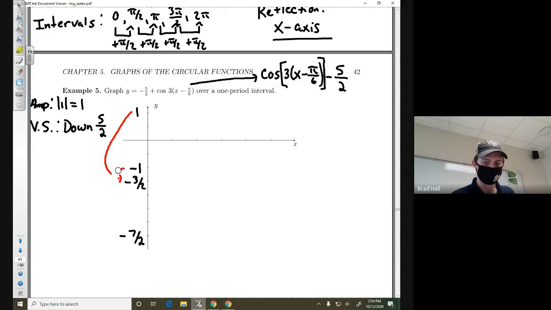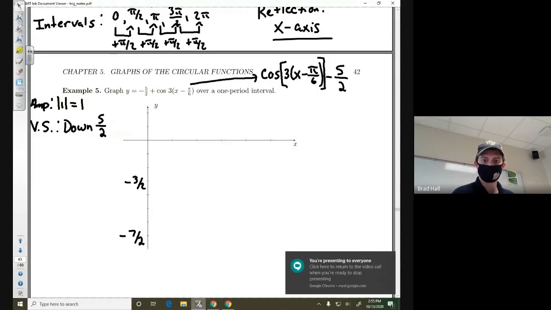So I'm going to go ahead and erase the original amplitude values. These are going to represent our peak and valley values. Okay, let's keep going. So the next one is the period.